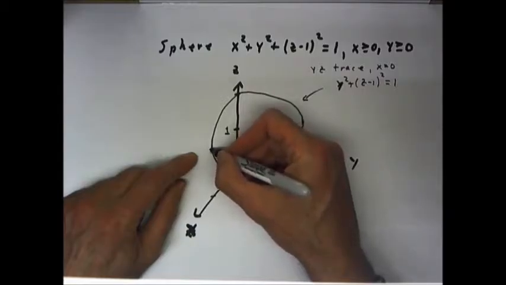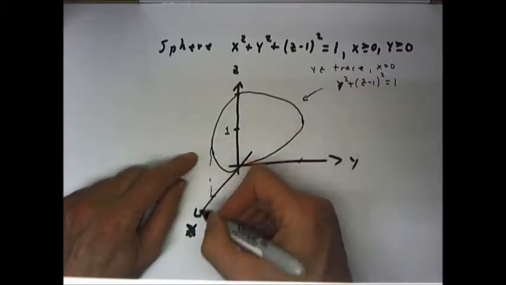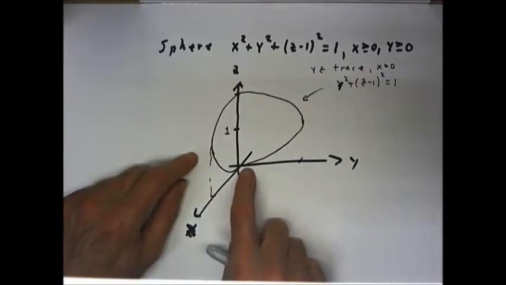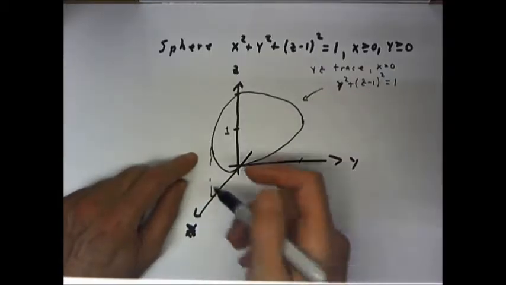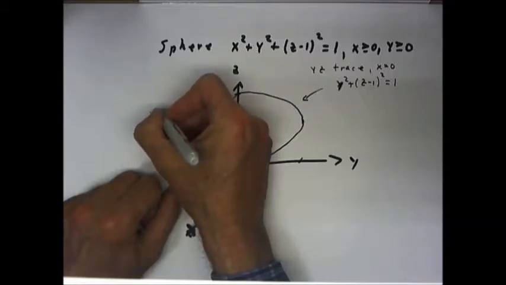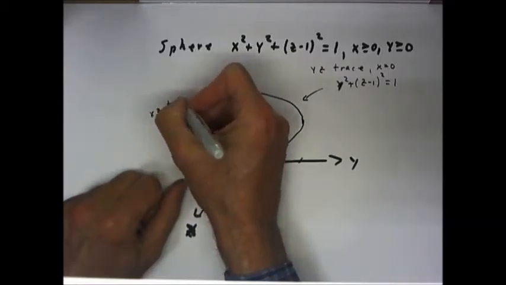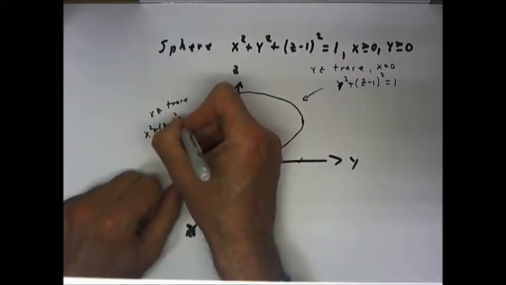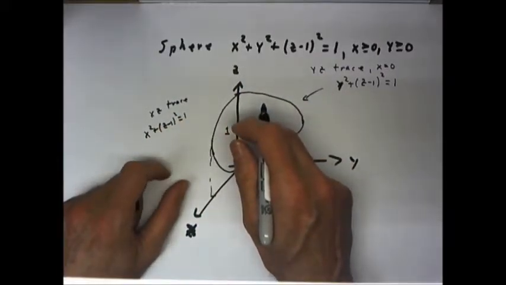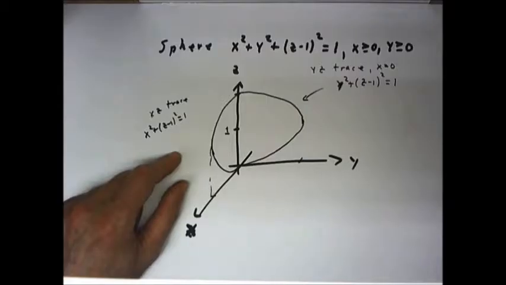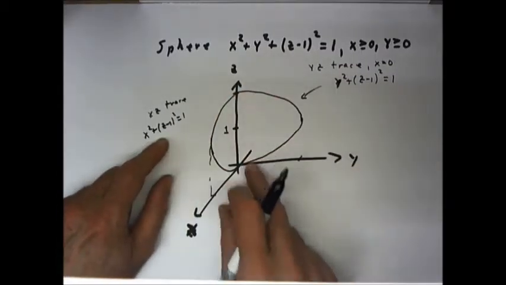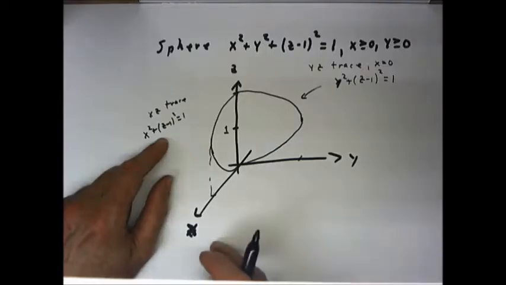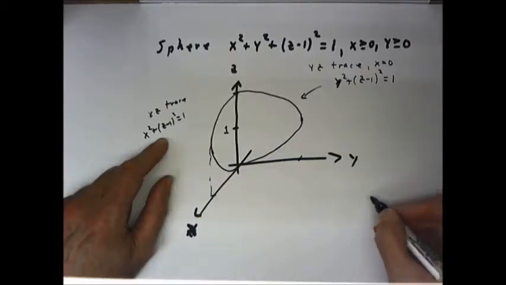Okay, and this projects down here. Now we talked about the trace. This is the xz trace, and that's x squared plus z minus 1 squared equals 1, centered at z equals 1, radius 1. That looks a little better than this does. Now the XY trace is just the origin.